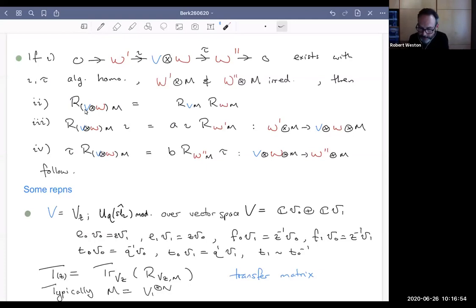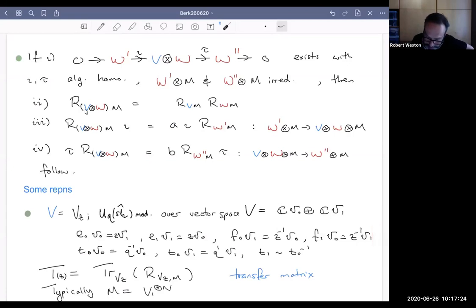So let's give it some representation. Now my V representation is going to be a two-dimensional vector space, the standard fundamental representation, the affine representation built in terms of the fundamental representation of SL2. So this is a module over a vector space which is two-dimensional. And this is just the explicit action: the Chevalley operators act up and down in the usual way.